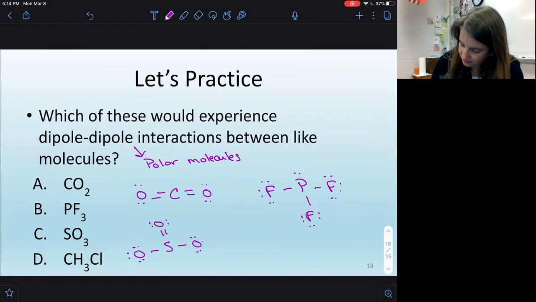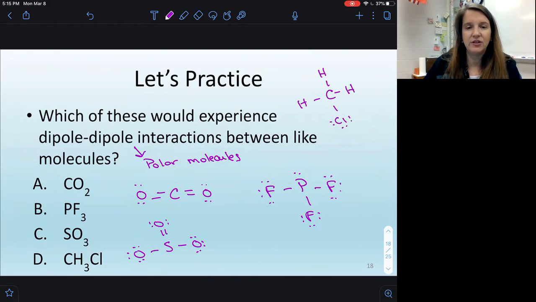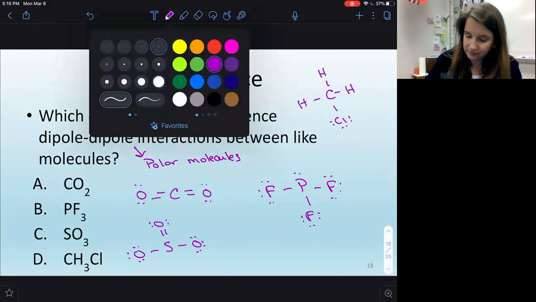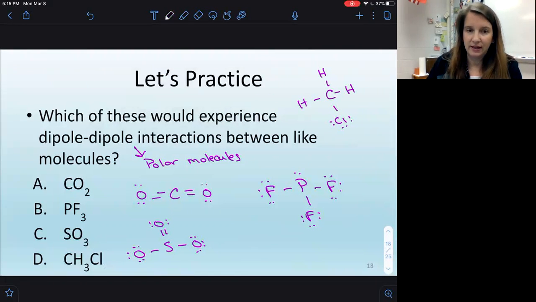It's a little sloppy, sorry. And then I'm going to put CH3 up here in the corner, which we also did yesterday in our notes. So we have to decide if each of these is going to be polar or non-polar. So let's look at the CO2. CO2, we're looking for two things. Remember to determine if it's a polar molecule or not, we're looking to see if there's lone pairs and if the ends are the same or if the ends are different. So in CO2, there's no lone pairs and both of the ends are oxygen, so that means this is a non-polar molecule. So this would not experience dipole-dipole interactions.